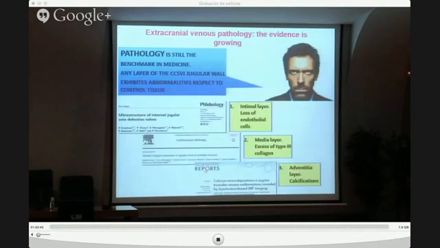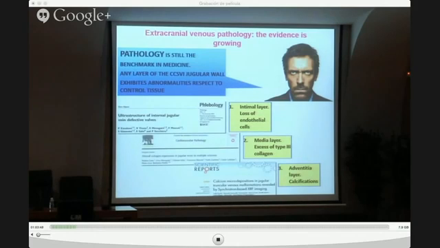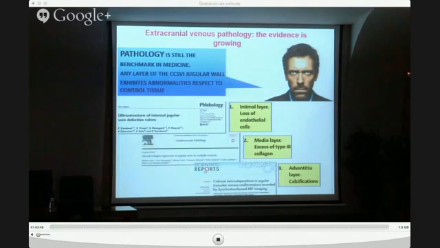the evidence of the extracranial venous pathology is growing, because pathology is still the benchmark in medicine. It's not an opinion, it's not an editorial, it's not a commentary. And what we know now is that any layer of the CCSVI jugular wall exhibits abnormalities with respect to control tissue. So it's a vascular pathology.